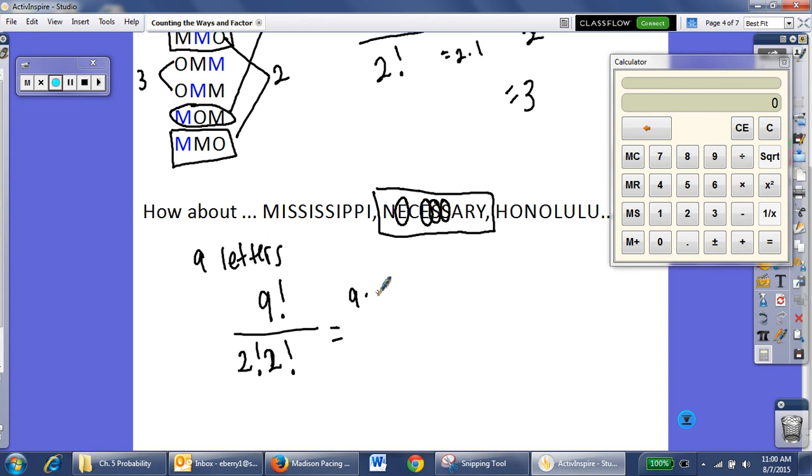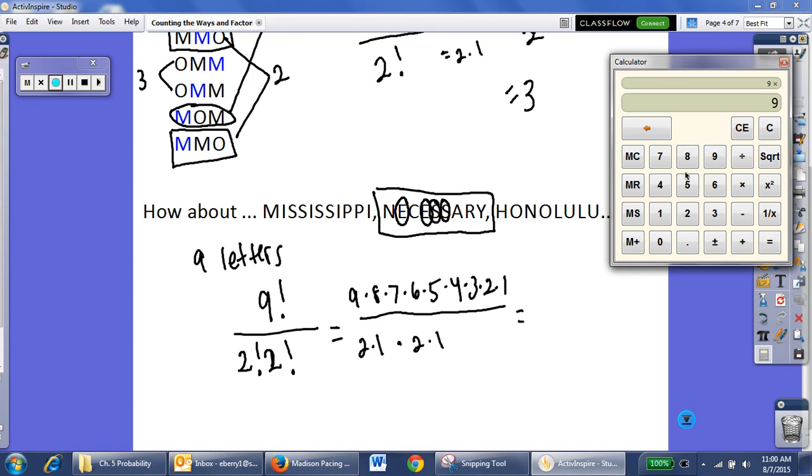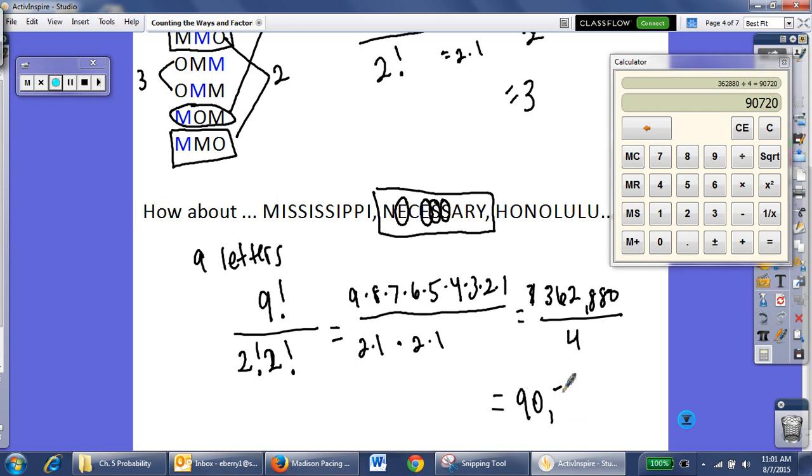So we can work this out. 9 times 8 times 7 times 6 times 5 times 4 times 3 times 2 times 1, divided by 2 times 1 times 2 times 1. Working out that really big number, you can see in the calculator, 9 times 8 times 7 times 6 times 5 times 4 times 3 times 2 times 1 is this number. So we'll write that down, 362,880, divided by 4, because 2 times 1 times 2 times 1. And we end up getting 90,720 different ways to write necessary.